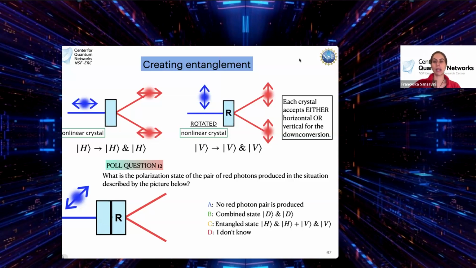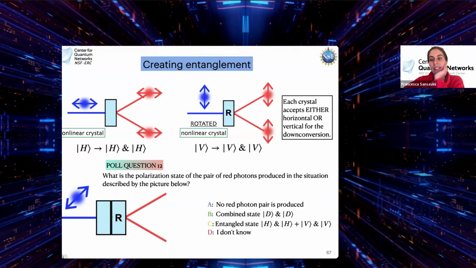Do you expect to see no red photon pair produced? Do you expect to see a combined state DD? Or do you expect to see an entangled state, HH plus VV, with the 1 over square root of 2 normalization?